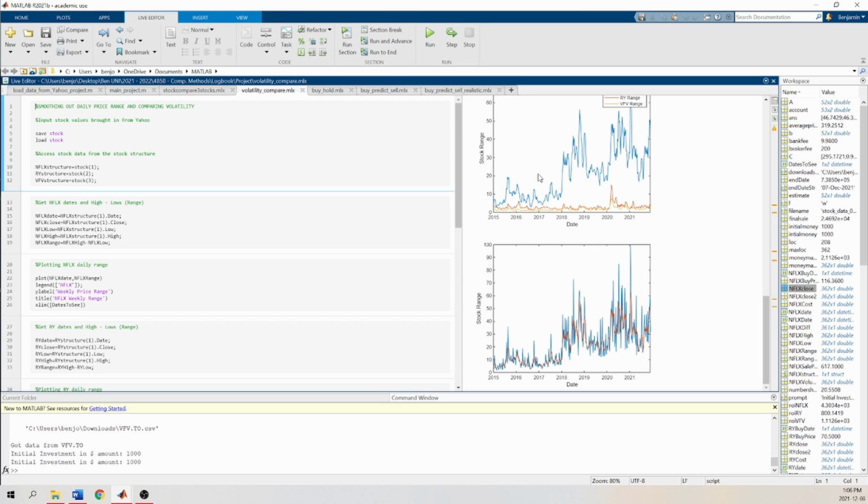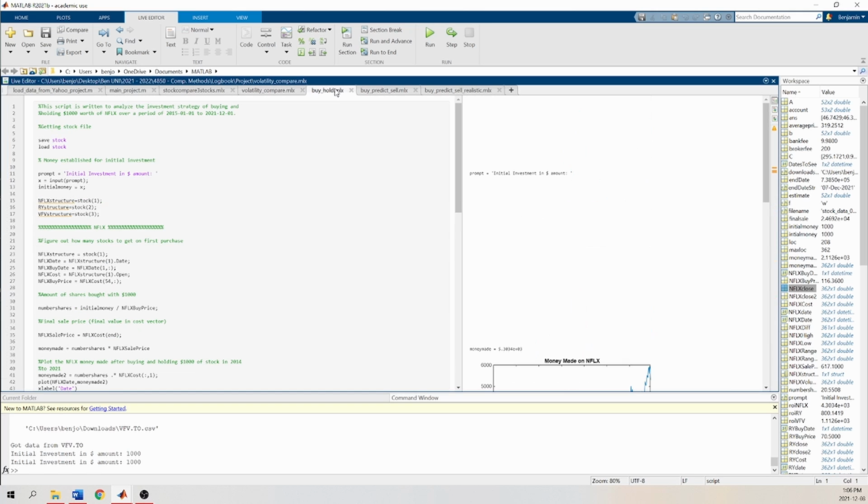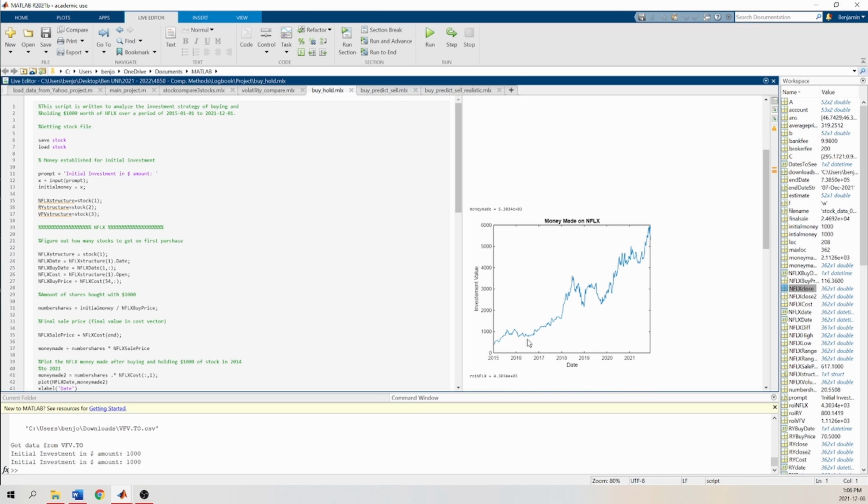One predicting, trying to predict the stock and buying and selling at certain prices, and also the buy and hold. So starting with the buy and hold, this one was pretty straightforward. It was basically making sure I bought the stock at the same date and then holding it for the whole period, and then selling it at the end.